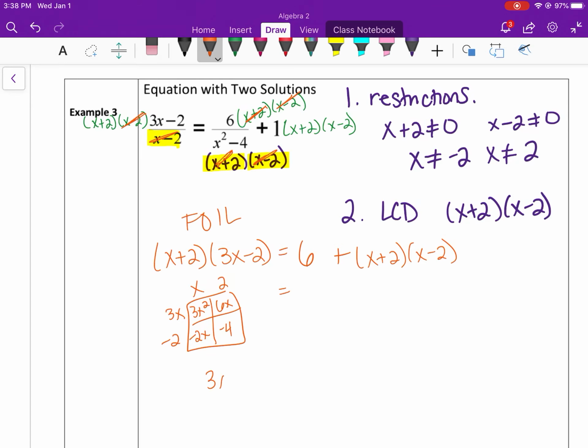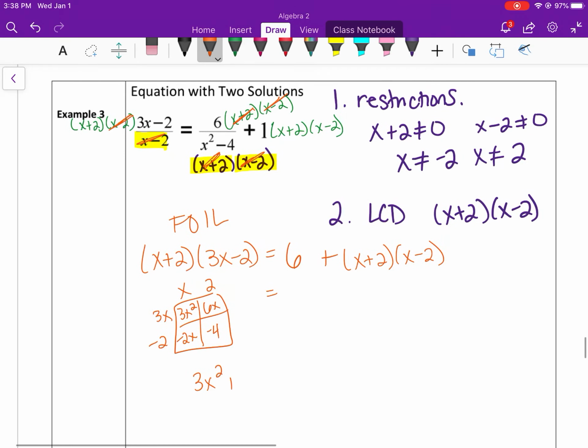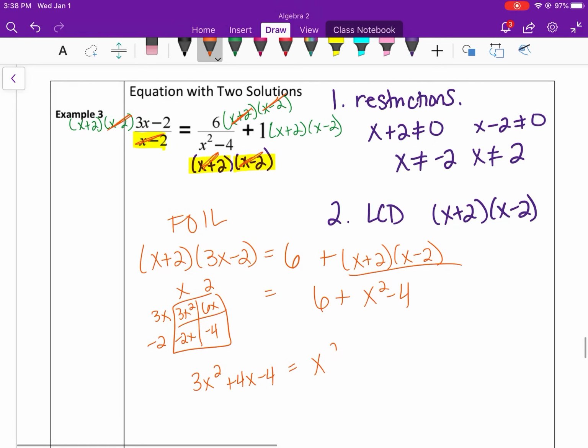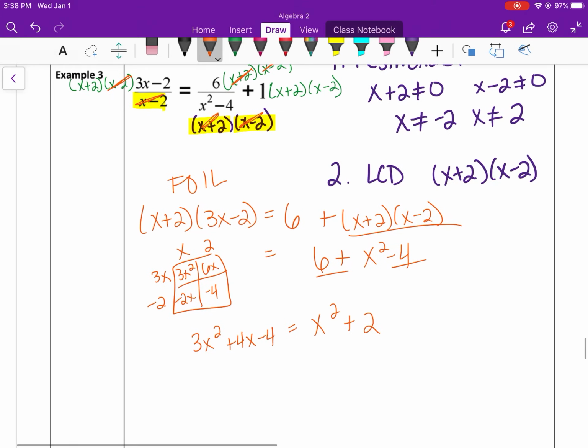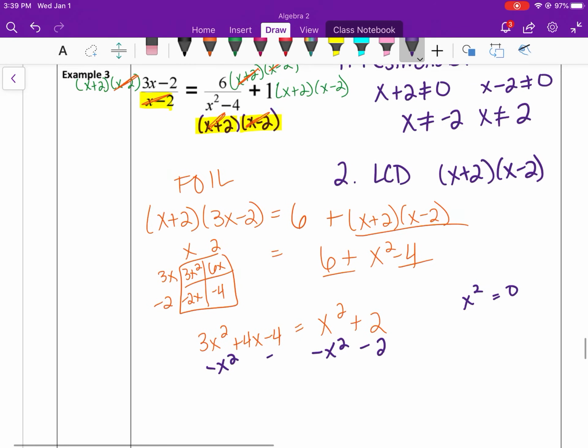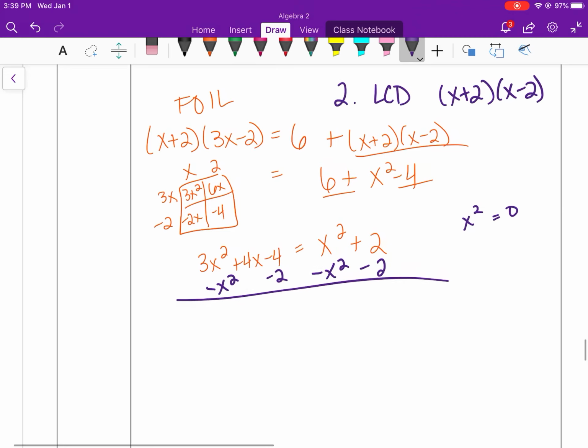It leaves you with 3x squared plus 4x minus 4 equals, on this side, remember this is really just x squared minus 4, and we have the plus 6, so it'll be x squared, and 6 minus 4 is 2. Now we have a quadratic equation because we have a 3x squared. So to solve a quadratic equation, whenever you have an x squared, it has to be equal to 0. So I'll have to subtract x squared on both sides, and I'll have to subtract 2 on both sides to move everything to one side.